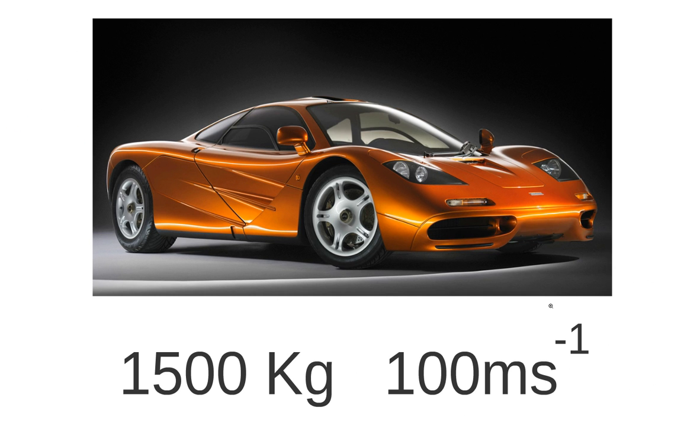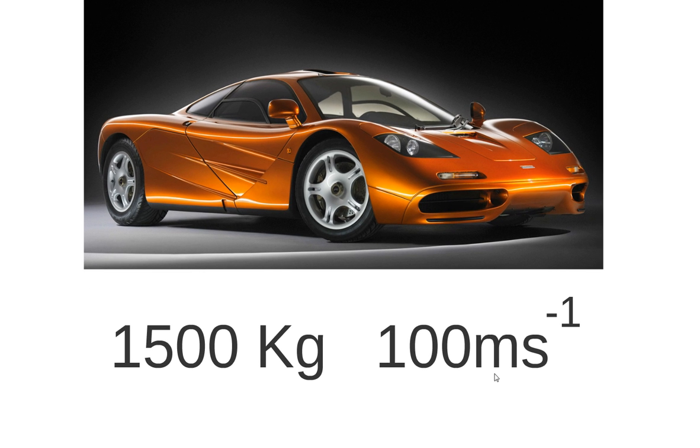Alright, let's have a look. Yes, so I've got a nice fast car here. It weighs 1,500 kg, and we're going to say it's travelling at 100 meters per second. Now, I think when I was doing this I was thinking kilometers per hour, because that's a ridiculously fast speed, but it doesn't matter, it didn't occur to me at the time. Although this is a ridiculously fast speed, we'll just use that for our calculation anyway.